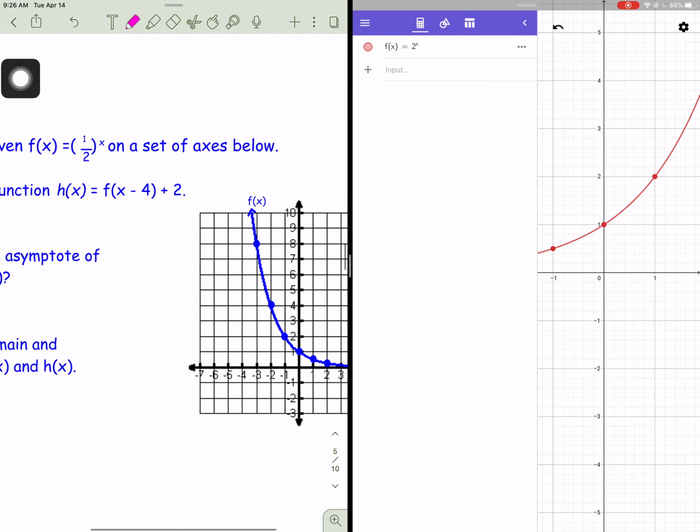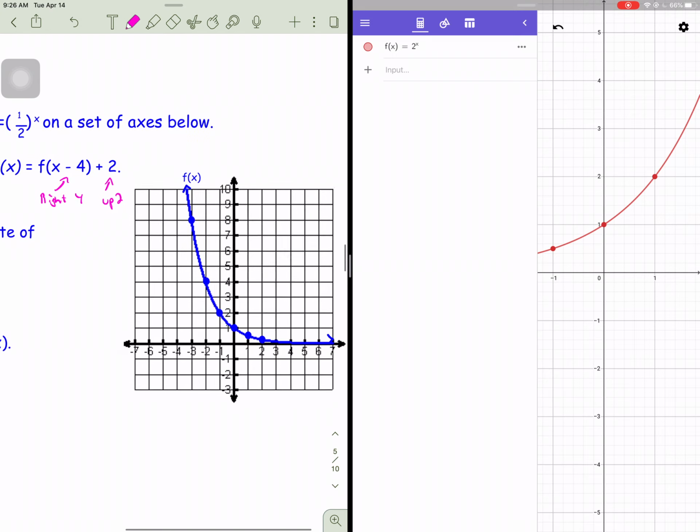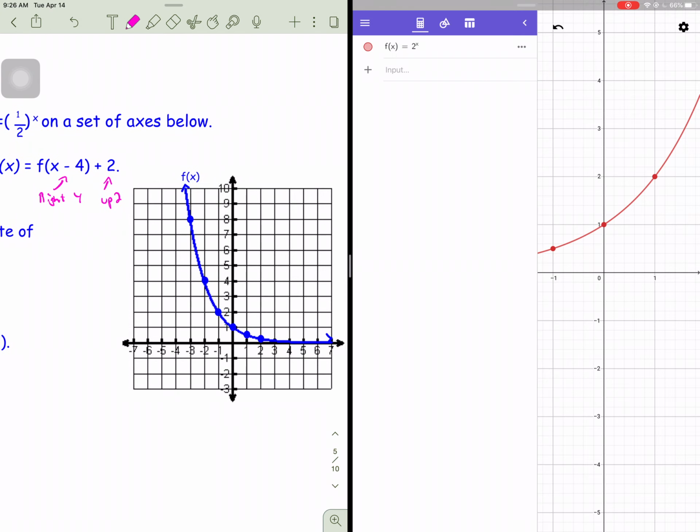These are our transformations. Remember, inside and negative means right 4. Outside and positive means up 2. So we're going to take every point, we're going to go right 4 and up 2. 1, 2, 3, 4, up 2. 1, 2, 3, 4, up 2. 1, 2, 3, 4.